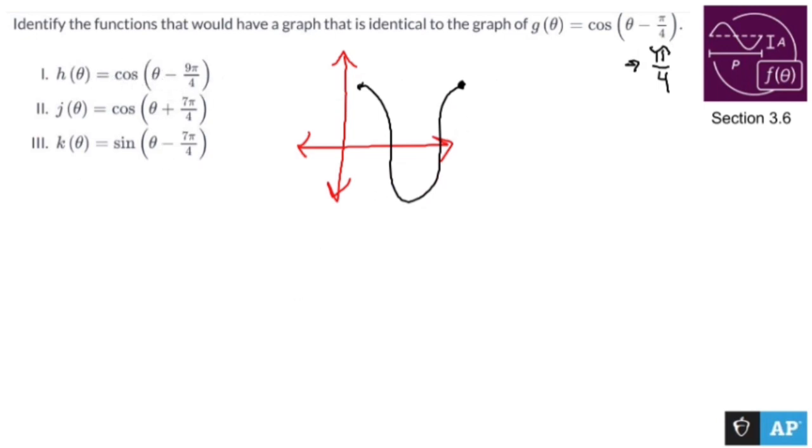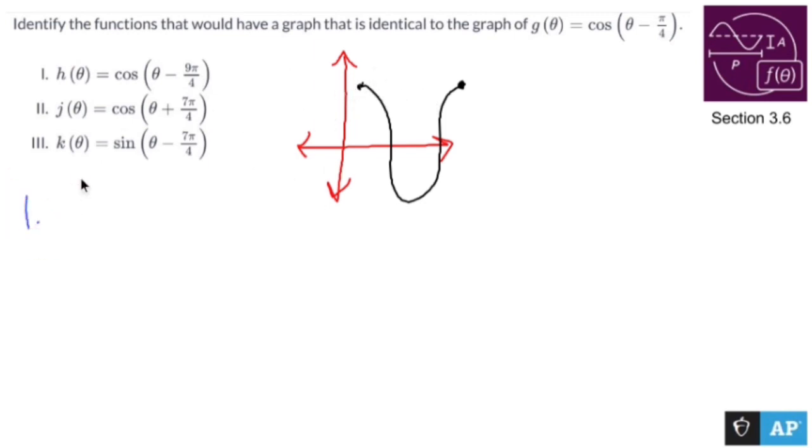Well, cosine has a period of 2 pi. So these guys aren't going to look the same until I hit that 2 pi mark. So what I can do is take each of these and add or subtract 2 pi to that number right there, because by adding or subtracting 2 pi, I'm not changing the look or the shape of this, because these guys are periodic.